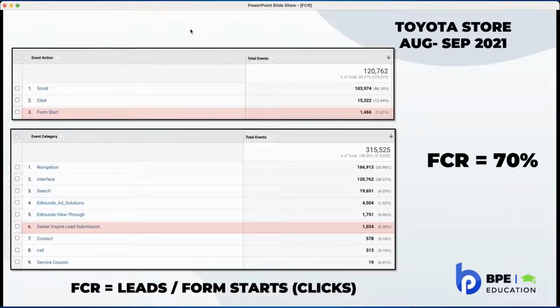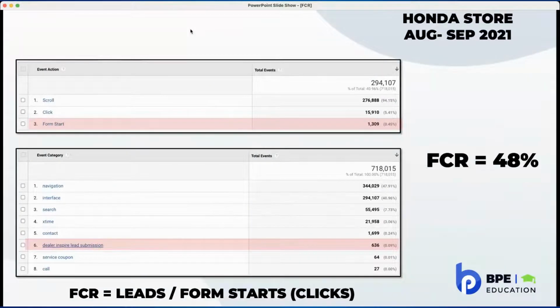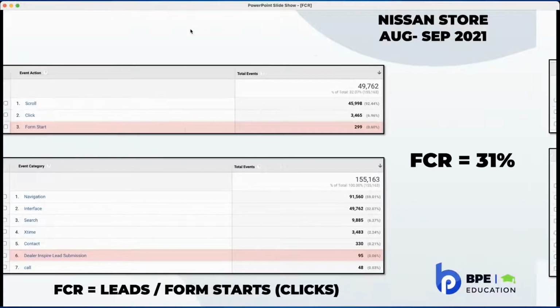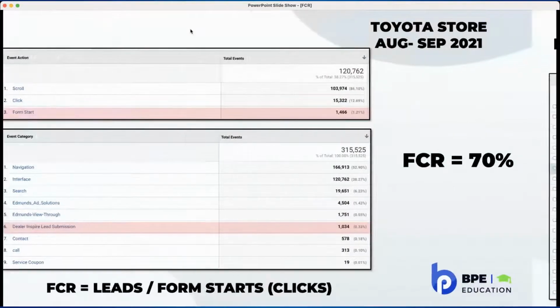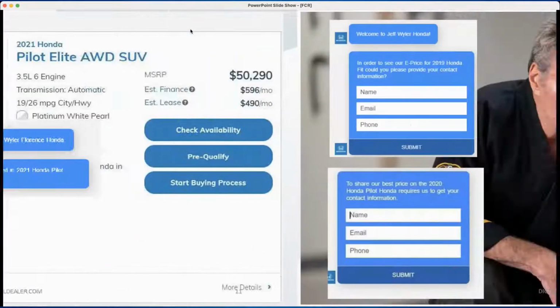But they only count what came through. They didn't count what was lost. You see, when you look at an FCR of 48%, when you look at a form completion rate of 31%, this Nissan dealer might be happy that they got 95 leads in 2 months, but that's sad because it should have been more like 250 leads. But they didn't think about replacing their forms with conversations like the Jeff Weiler Group and others.